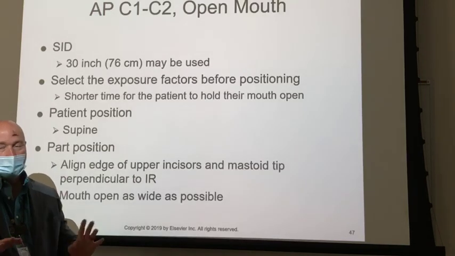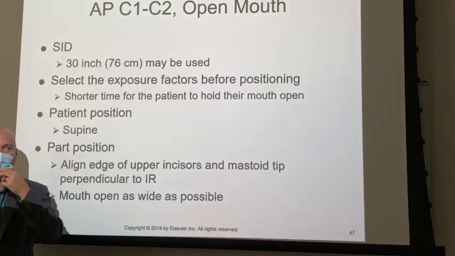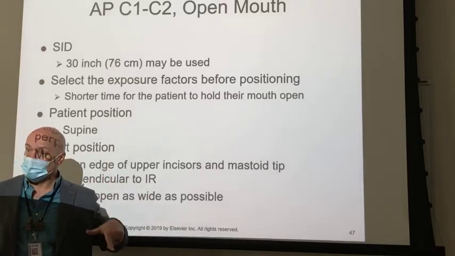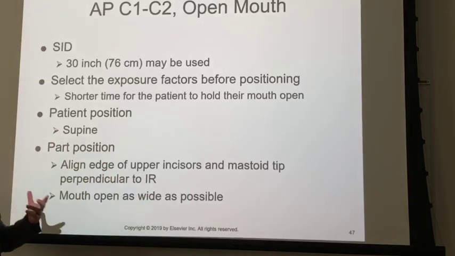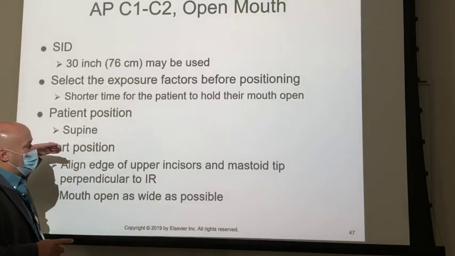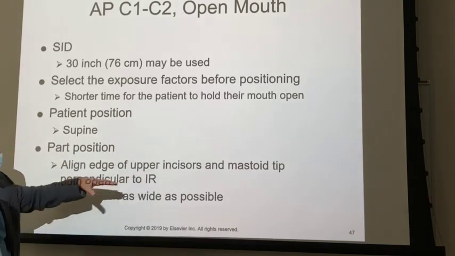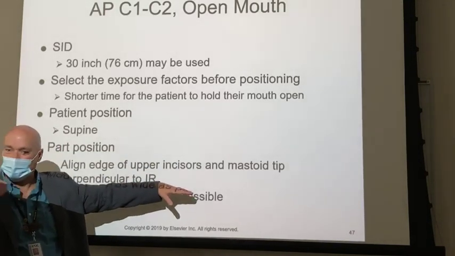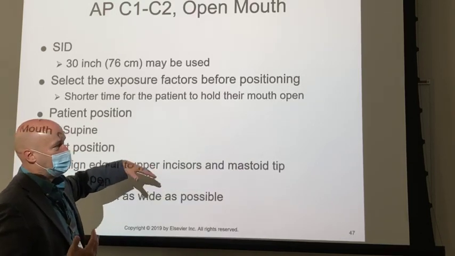Most of the time, we don't want motion, right? But in this case, motion is good. Motion blurs out the mandible so that we can see the upper portion of the C-spine. So, AP, open mouth. The upper incisors and mastoid tip should be perpendicular to the image receptor. If you use the acanthomeatal line, it does the exact same thing.